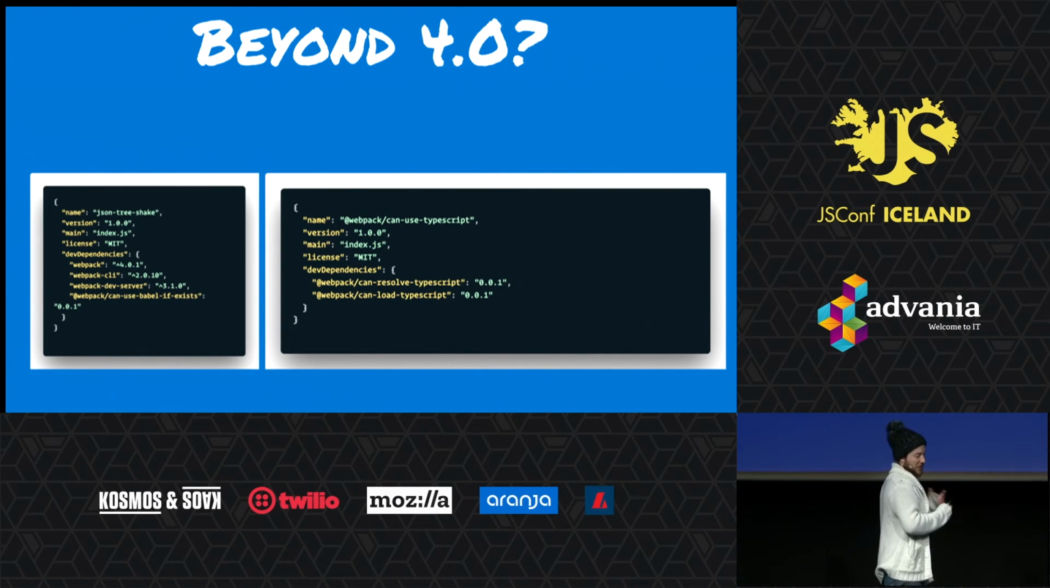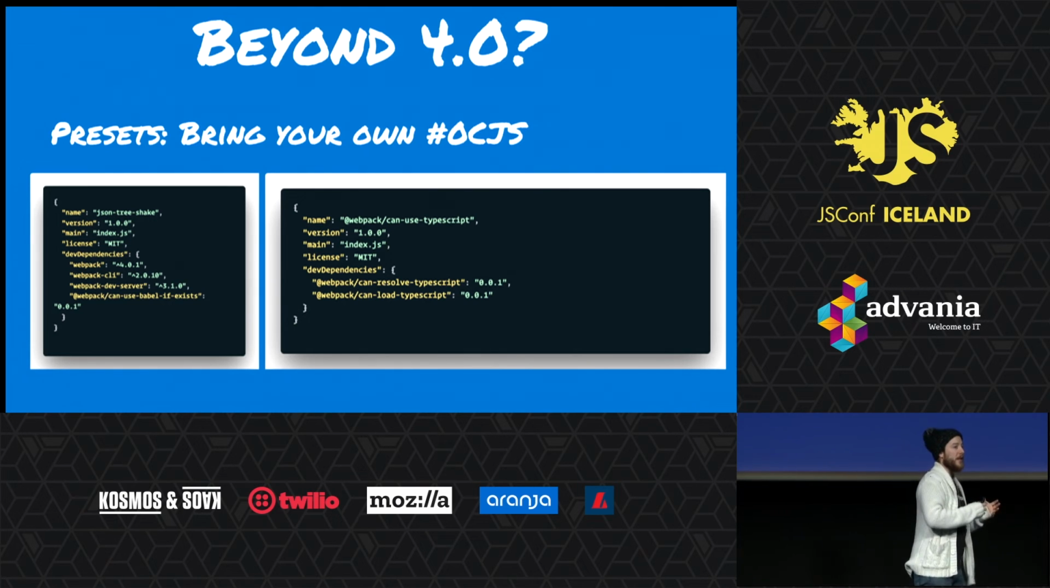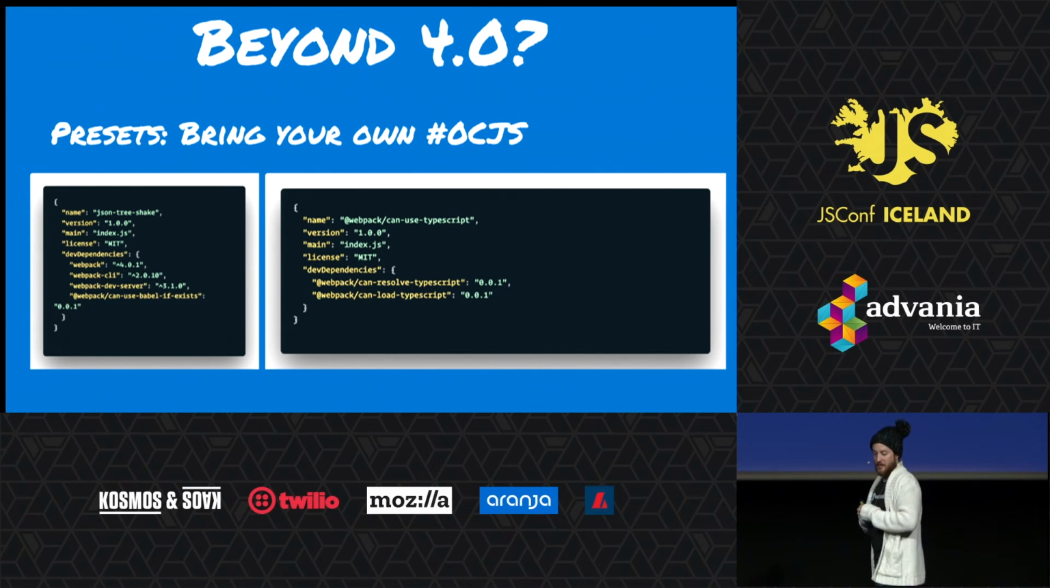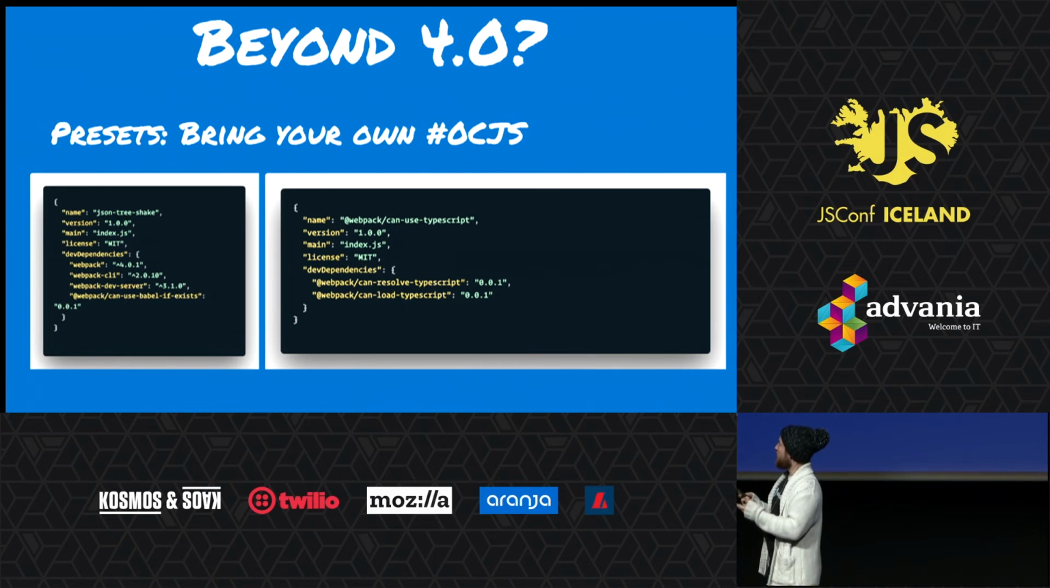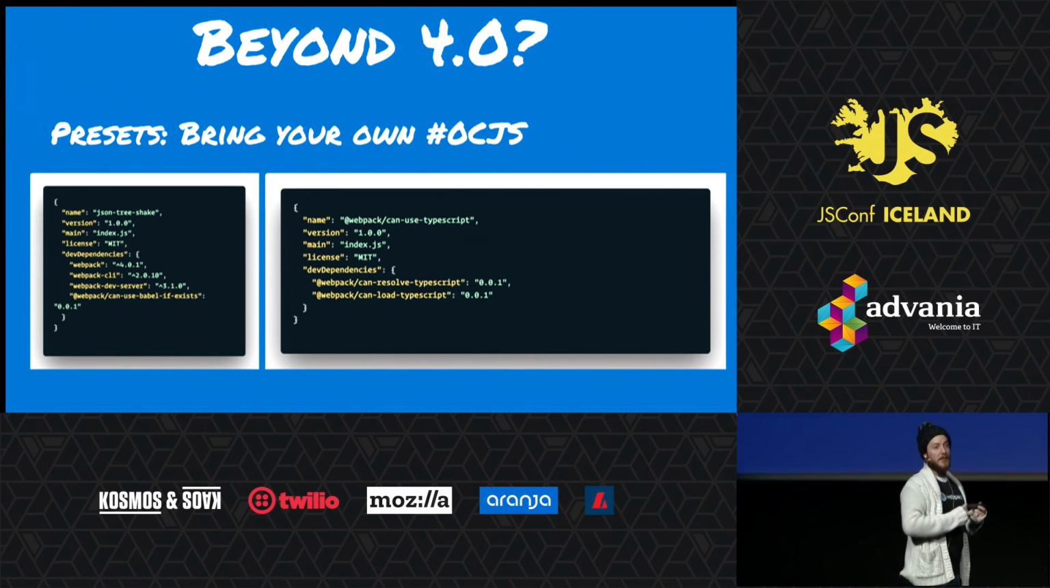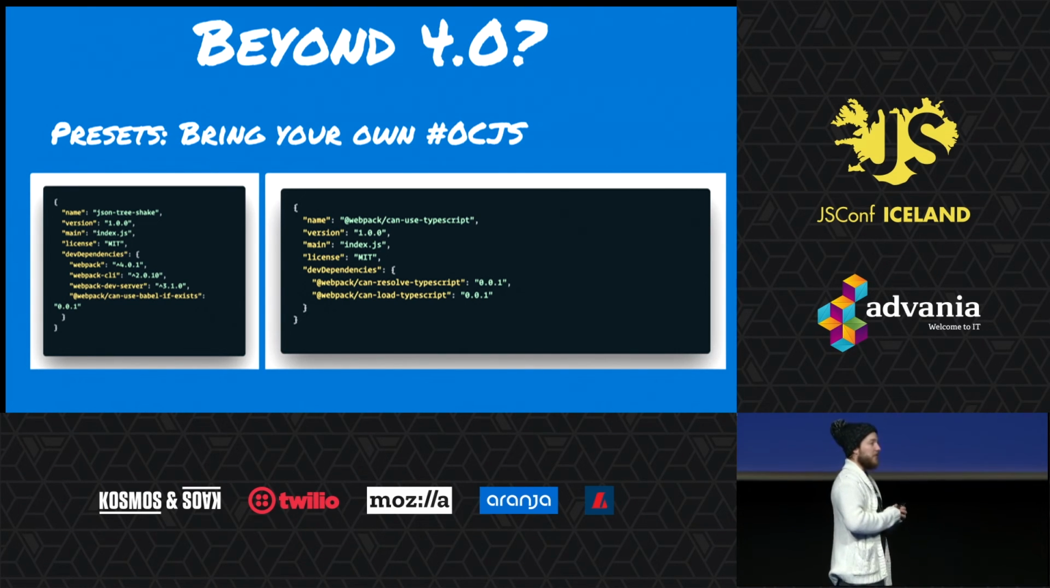And then maybe something that's really special for me is presets. So like I said, bring your own zero config JS. These are just examples that I played around with in a prototype. But what if it would be just this easy to say, at Webpack can use Babel if exists? You can install that package, and it just reads your Babel RC and throws in Babel loader.